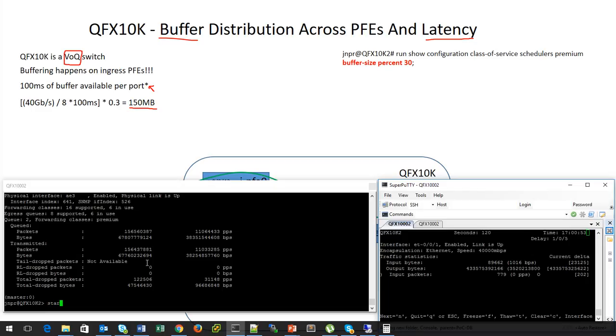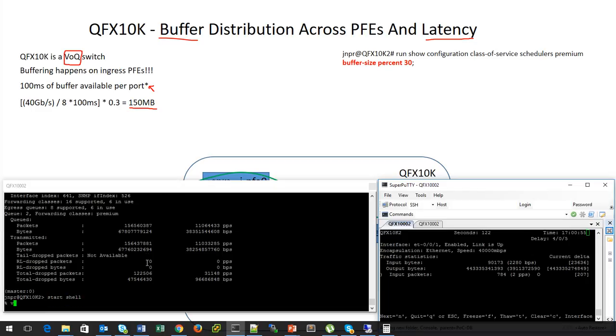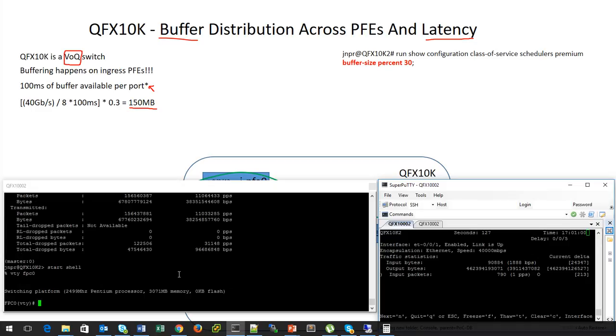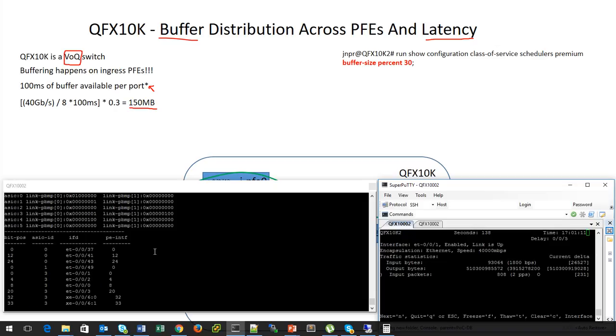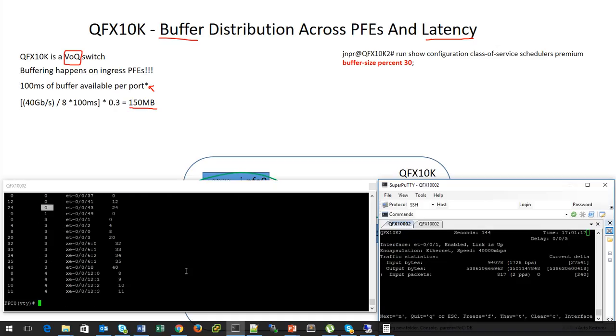So let me start shell here. If I quickly want to see the mapping of ports and PFEs, there is a nice command to show me that. So our port 0043, I can see that lives on packet forwarding engine 0.